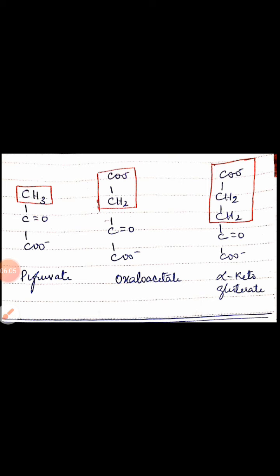Apart from that, these are other compounds which you have studied in glycolysis and TCA cycle, which are very important for amino acid metabolism also. You know that COO minus, C double bond O, CH3 is pyruvate. Methyl group, keto group and carboxyl group is pyruvate. If the methyl group is replaced with COO minus CH2, it becomes oxaloacetate. If you add one more CH2 here, it becomes alpha ketoglutarate.